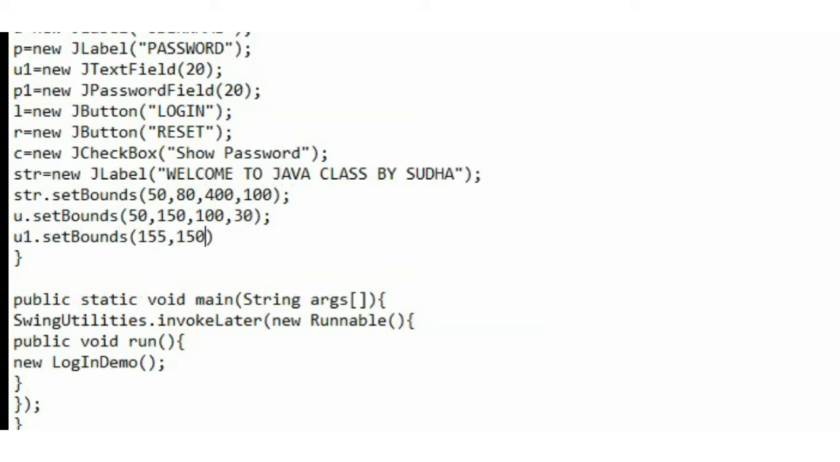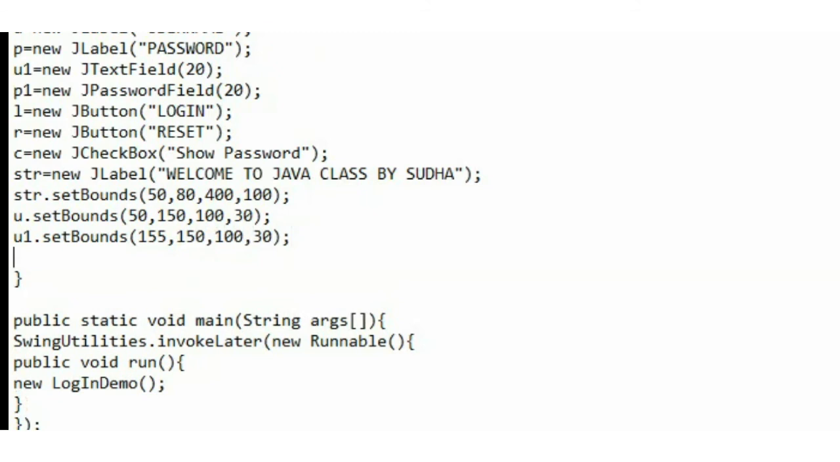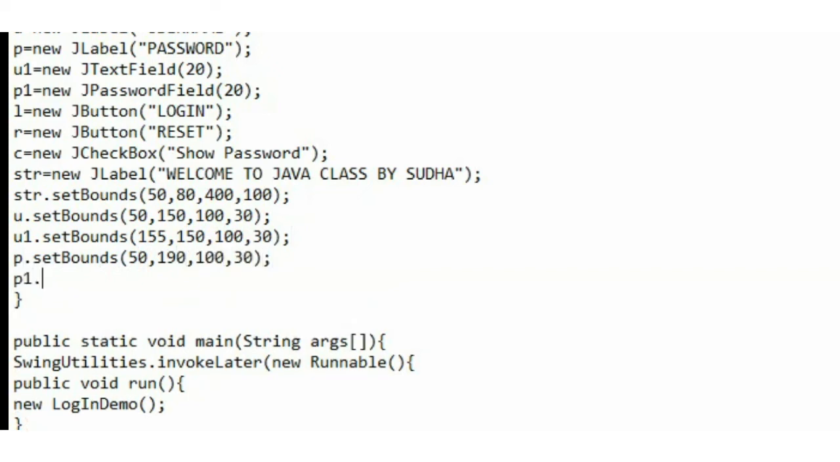So when I said str.setBounds, I meant that the text, which says welcome to Java class by Sudha, should appear from the coordinates 50, 80, where 50 is the x axis and 80 is the y axis. You can also understand that the upper left corner is 0, 0, the horizontal is x and the vertical is y. And then I want the label's width to be 400 and height to be 100.